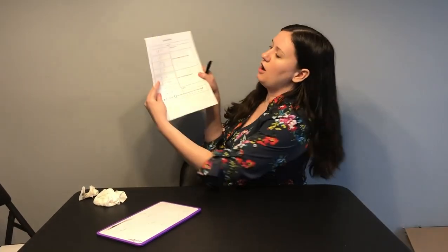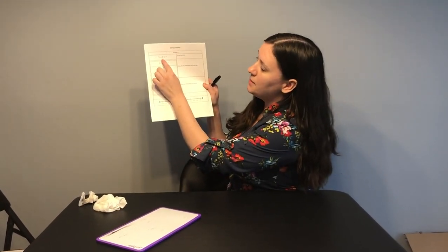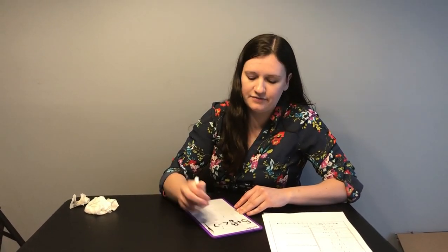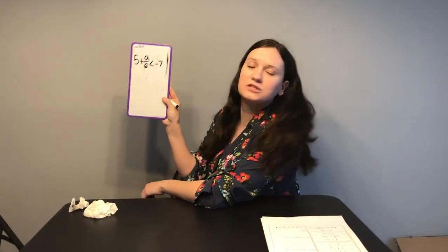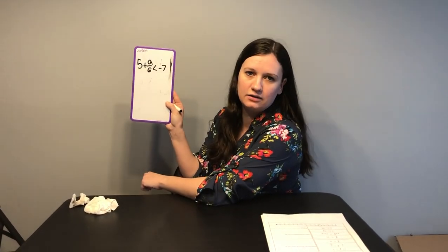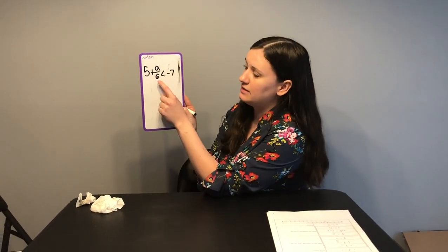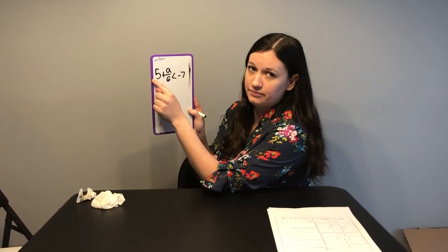So, now let's look at solving inequalities. Our first example is 5 plus a over 6 is less than negative 7. So, 5 plus a over 6 is less than negative 7. So, what's the first thing? We have to isolate a. What are the two things stopping a from being by itself? The 6 and the 5.